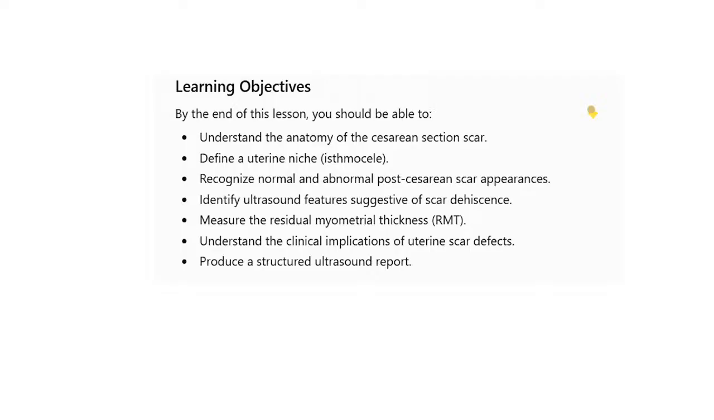So now, the learning objectives of this presentation. By the end of this lesson, you should be able to understand the anatomy of the cesarean section scar, define a routine niche, which is called an isthmocele, recognize normal and abnormal post-cesarean scar appearances, identify ultrasound features suggestive of scar dehiscence, measure the residual myometrial thickness, RMT, understand the clinical implications of uterine scar defects, and produce a structured ultrasound report. At the end of this, I've also put 6 quiz questions for you to internalize what we have been learning.